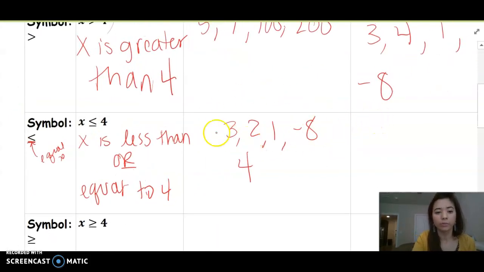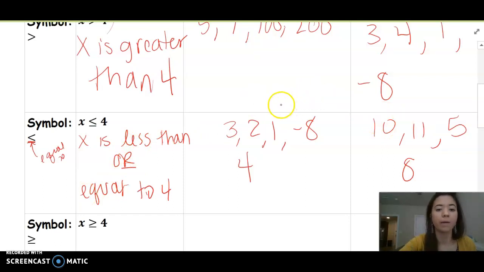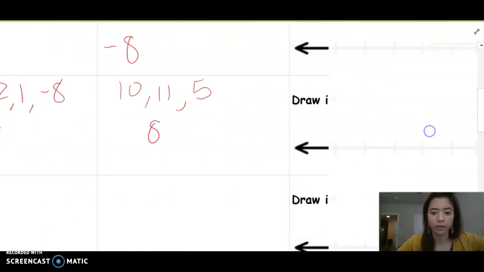Not solutions would be things like 10, 11, 5, 8. These are all numbers that are greater than. 10 is less than or equal to 4. No, 10 is greater than. Not a solution. Now the difference when we graph these, ooh, my screen froze.